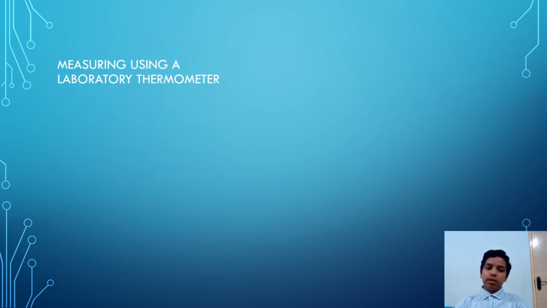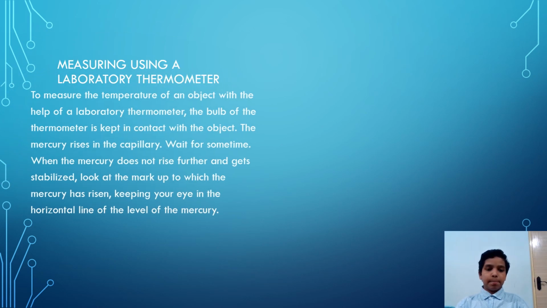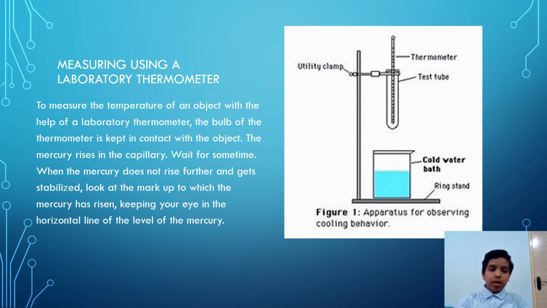Measuring using a laboratory thermometer. To measure the temperature of an object with the help of a laboratory thermometer, the bulb of the thermometer is kept in contact with the object. The mercury rises in the capillary. Wait for some time. When the mercury does not rise further and gets stabilized, look at the mark up to which the mercury has risen, keeping your eye in the horizontal line of the level of mercury.